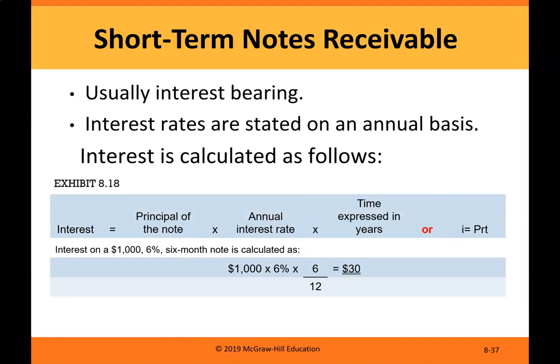Interest is calculated as follows. Interest on a $1,000, 6%, 6-month note is calculated as $1,000 times 6%. That will give you the interest expense for the year. Then multiply that by 6 out of 12 months to give you the interest for the period.